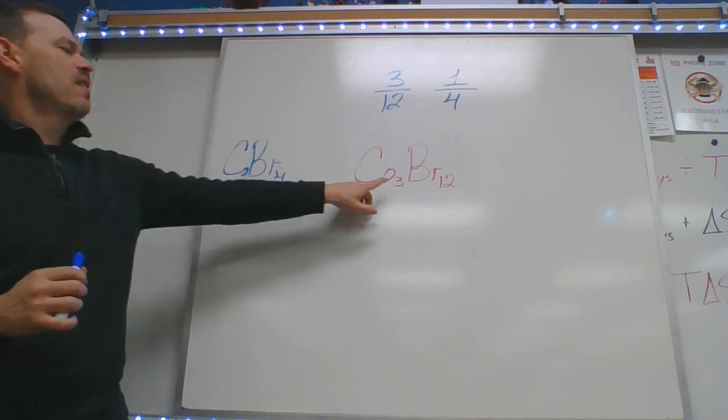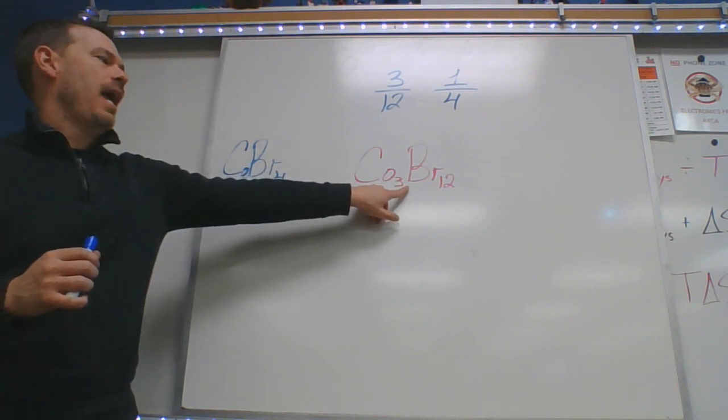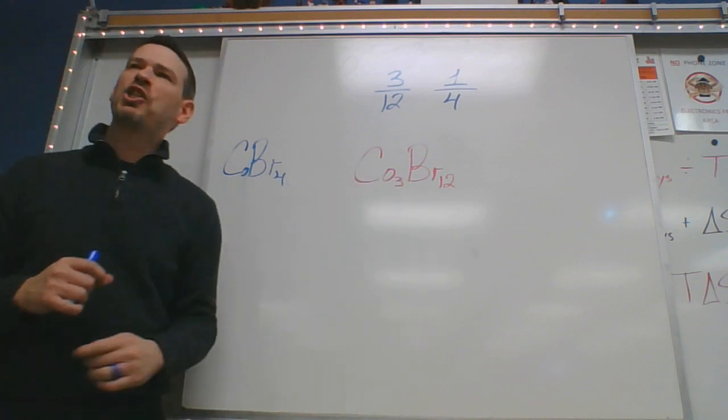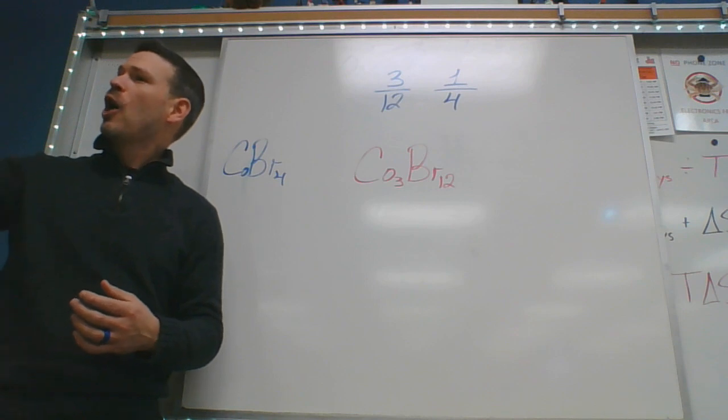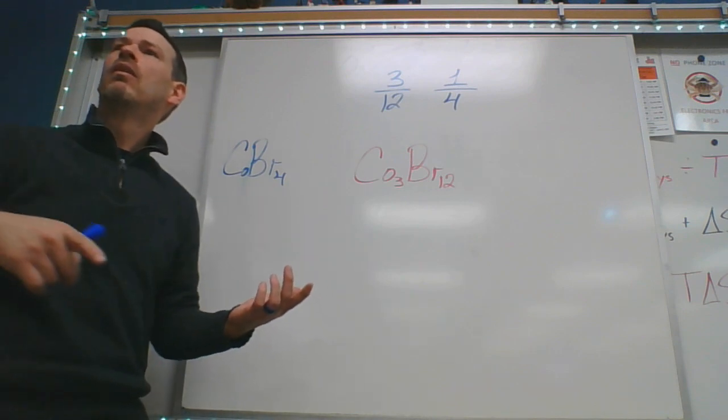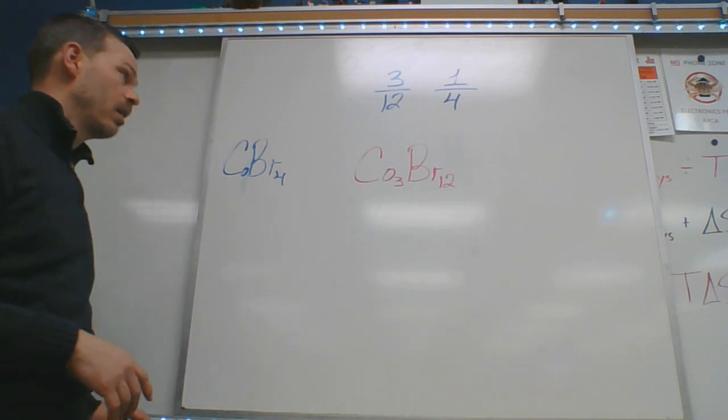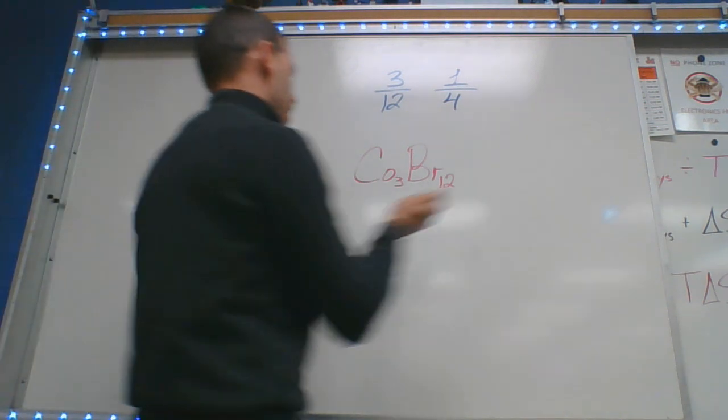What if instead of asking you to write an empirical version of this, I asked you to write a different molecular version of it? You could go bigger, right? Give me an example. Multiply both by 2. So what would that be?